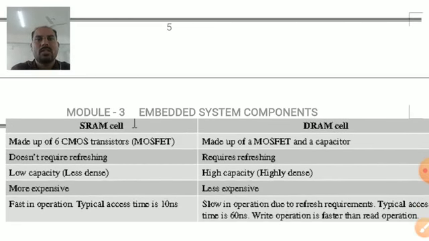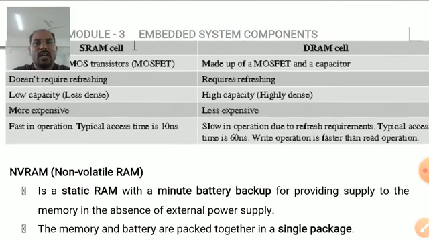Let us discuss the differences between SRAM and DRAM. SRAM is made up of 6 transistors, whereas DRAM is made up of 1 transistor and a capacitor. SRAM does not require refreshing, whereas DRAM requires refreshing. SRAM is of low capacity, DRAM is of high capacity. SRAM is more expensive, DRAM is less expensive. SRAM is fast in operation, that is, the access time is 10 nanoseconds, whereas DRAM is slow in operation, which requires 60 nanoseconds for access.